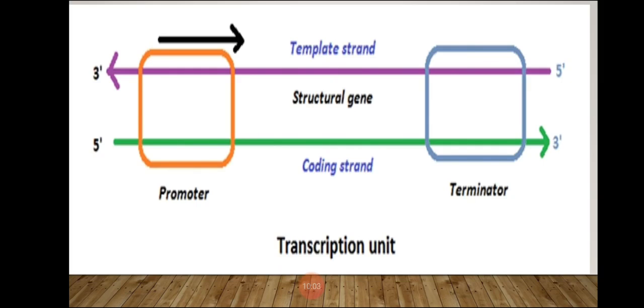RNA polymerase catalyzes the polymerization in 5' to 3' direction. Next is the terminator. It is located at the 3' end of the coding strand and is called downstream. The terminator terminates the process of transcription, while the promoter starts it. In between, the structural gene is present, which is the actual transcribed unit.